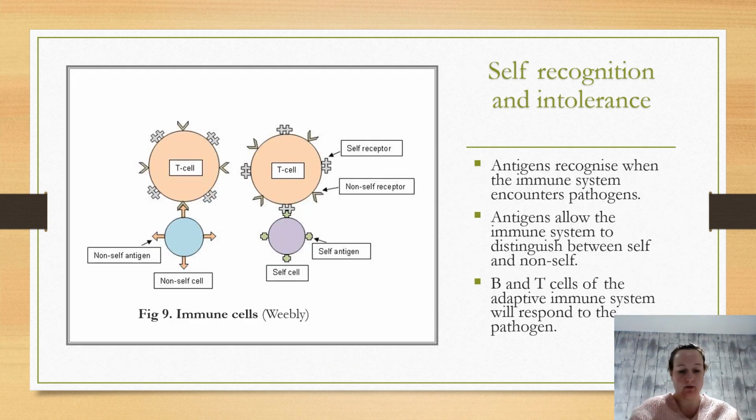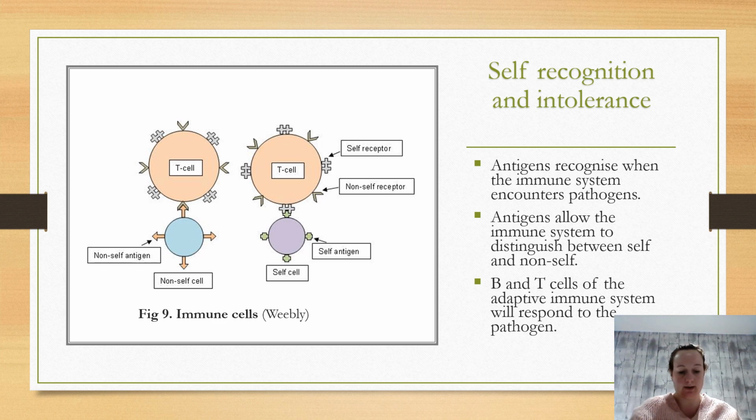Antigens are present on all cells. Those produced by Staphylococcus aureus are different to antigens produced by red blood cells. These antigens allow the immune system to distinguish between self and non-self, enabling the non-self to be attacked. Antigens are recognized when the immune system encounters a pathogen on the surface of a red blood cell.